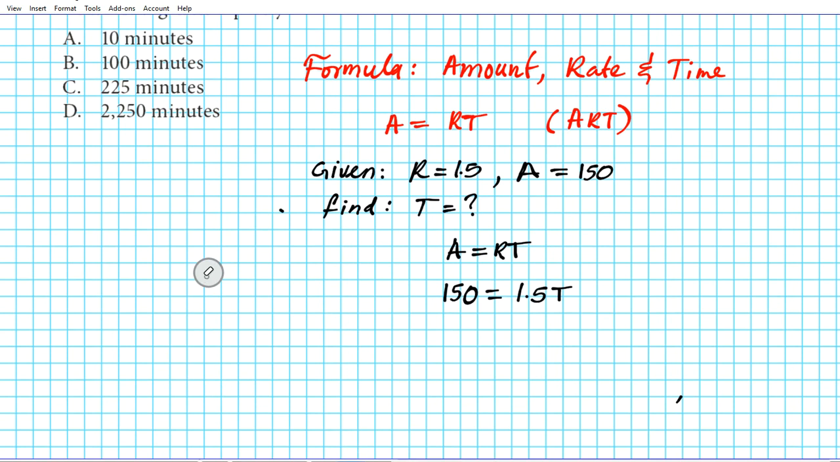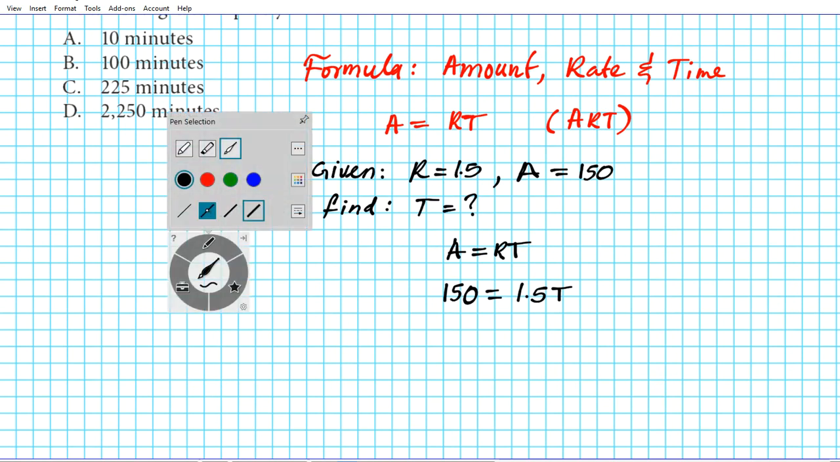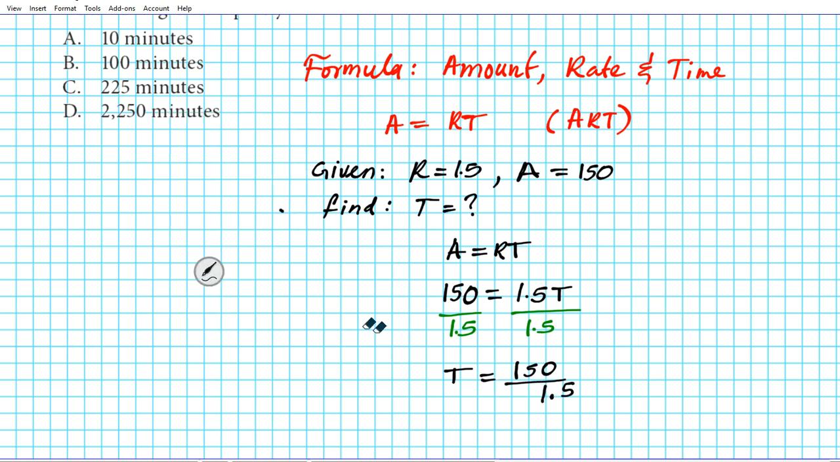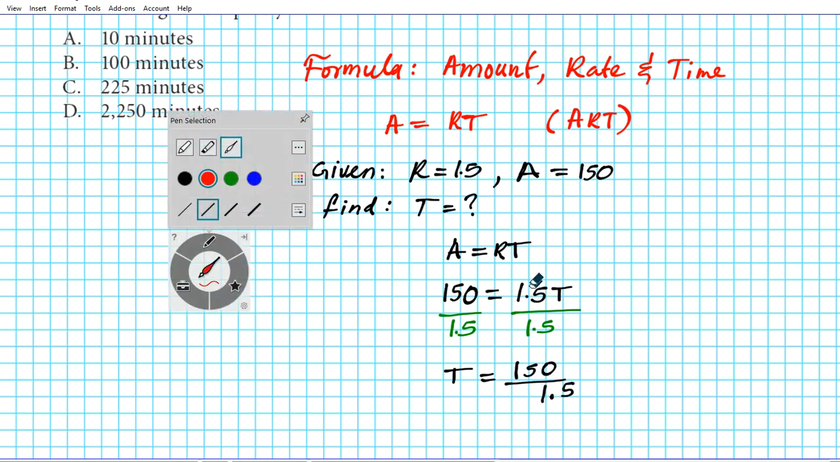So what we're going to do is make use of our knowledge of algebra to solve this. We divide both sides by 1.5 to get T isolated. If we divide both sides by 1.5, we'll get T equals 150 divided by 1.5, because on the right side, the 1.5's divide out.